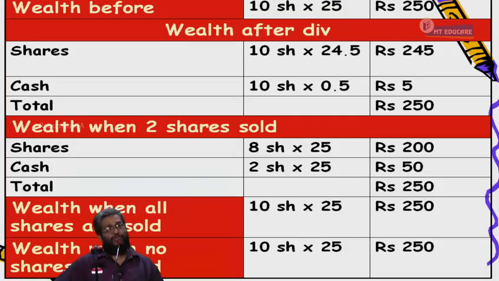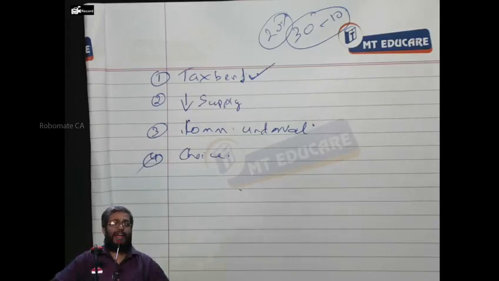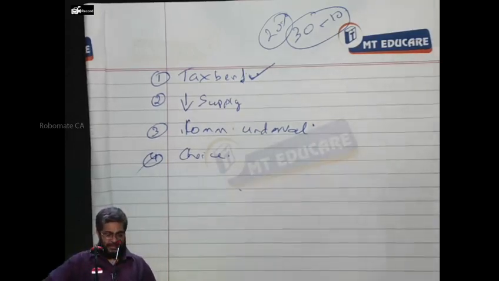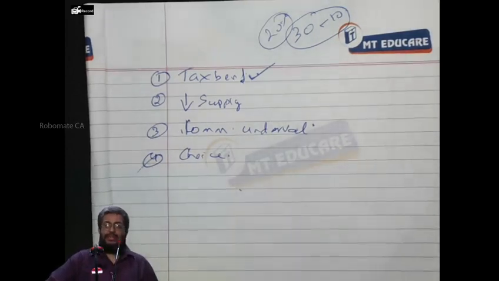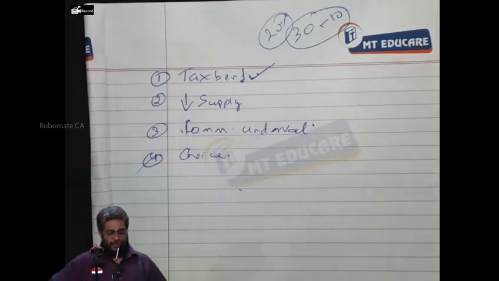Now, point number 2. Buyback reduces the number of shares floating in the market. That is, supply reduced.